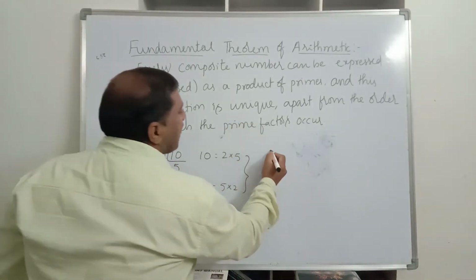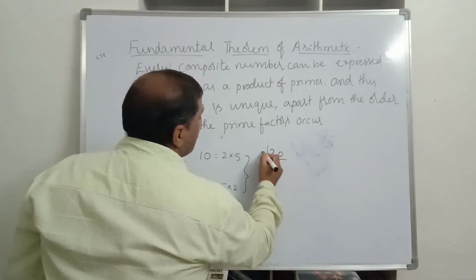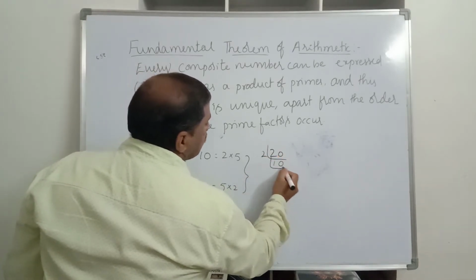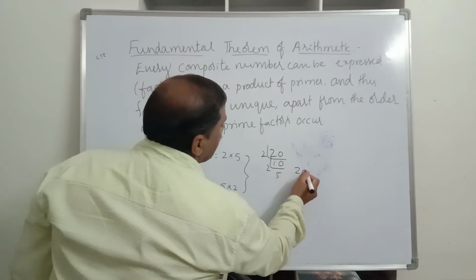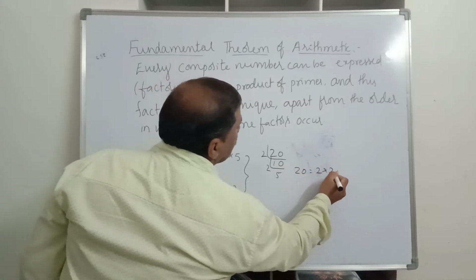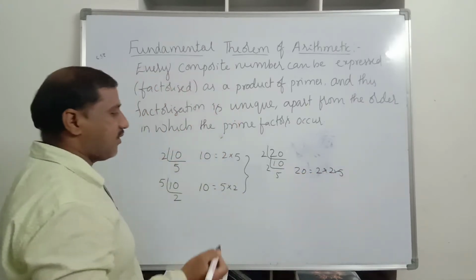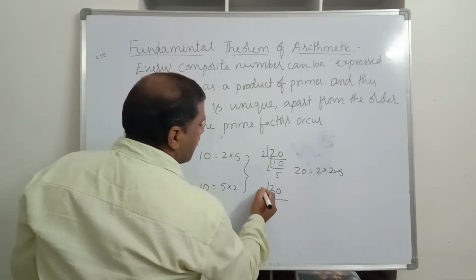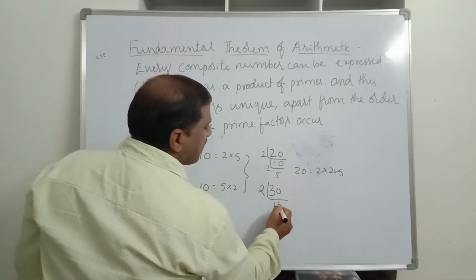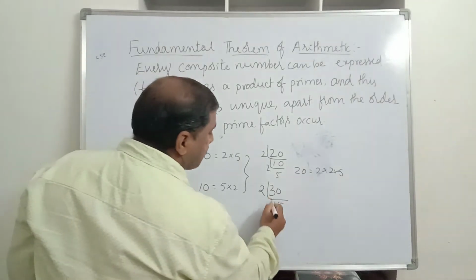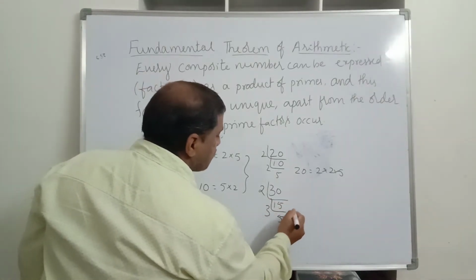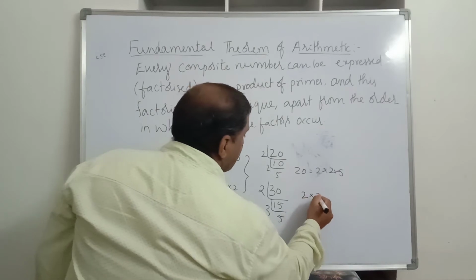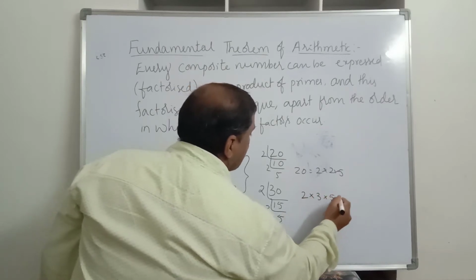Even if you take 20, it is 2 tens are 20, and 2 fives are 10. So 20 can be written as 2 into 2 into 5. If you take 30, it can be written as 2 fifteens are 30, and 3 fives are 15. So it is 2 into 3 into 5, that is 30.